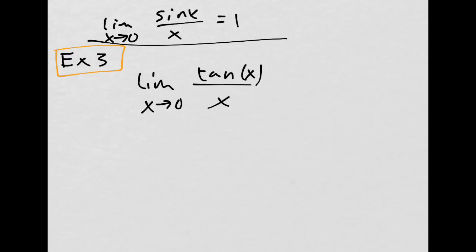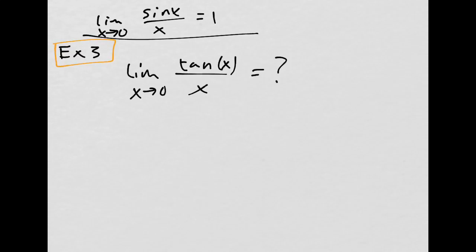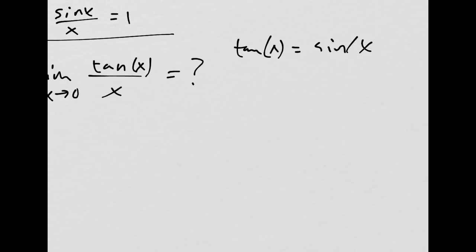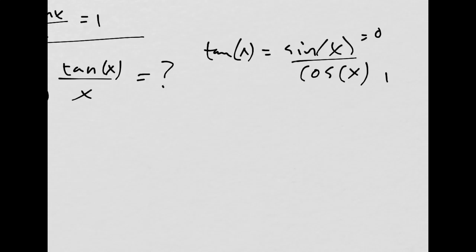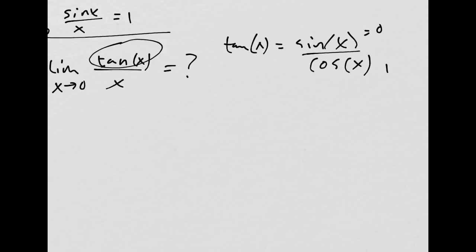So if I have tangent x over x, what is this limit? Well, first step is always to try direct substitution. Tangent of 0. Remember, tangent is just sine over cosine. So if we try direct substitution, sine of 0 is 0, and cosine of 0 is 1. So the top part goes to 0, but so does the bottom.